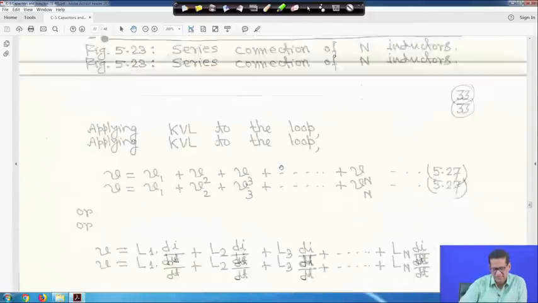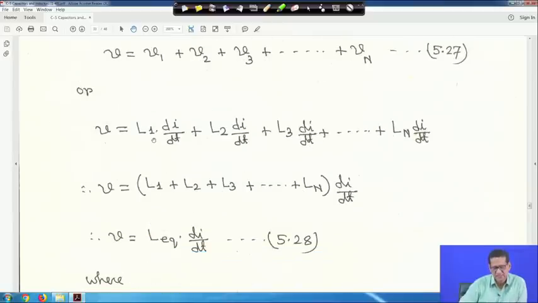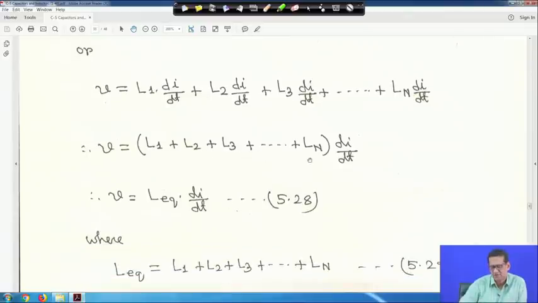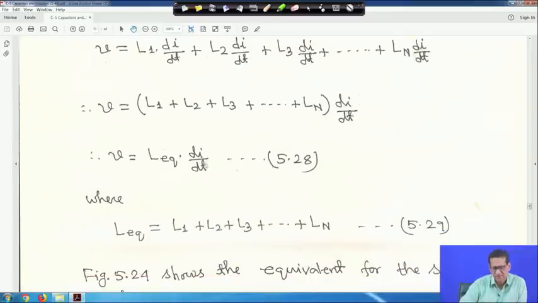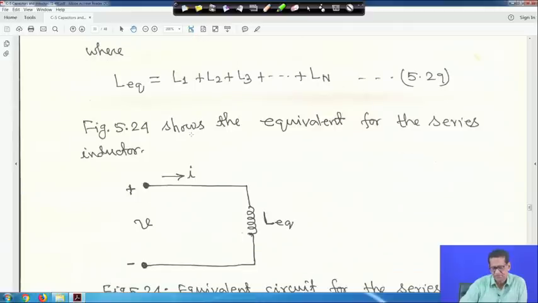So, you apply KVL, then you write V is equal to V1 plus V2 up to Vn, which is equation 27. Or V is equal to L1 di by dt plus L2 di by dt plus L3 di by dt and so on up to Ln di by dt. You take di by dt common, so V is equal to Leq di by dt, this is equation 28, where Leq is equal to L1 plus L2 plus L3 up to Ln, equation 29. Therefore, equation 29 shows the equivalent for series inductors.